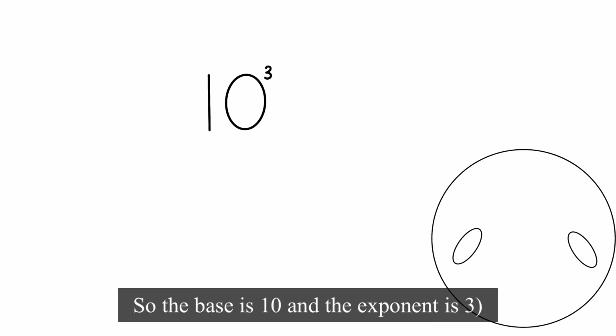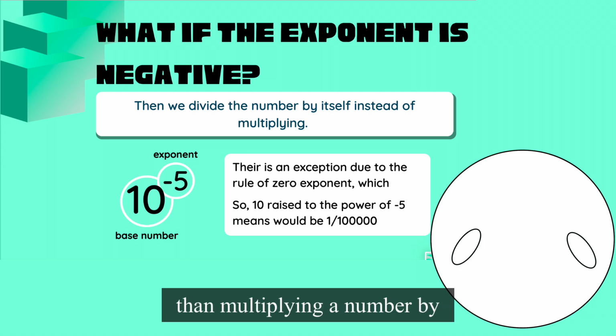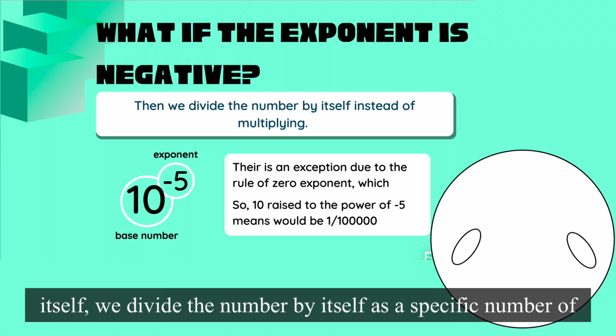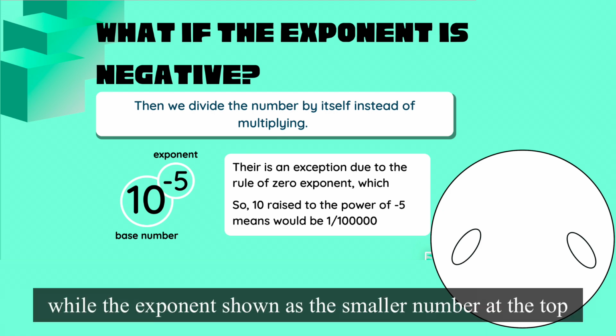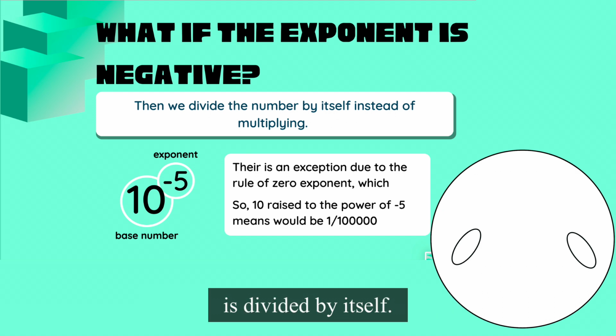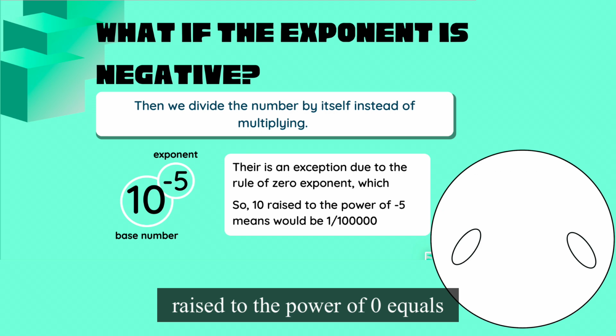Additionally, when the exponent is a negative number, rather than multiplying a number by itself, we divide the number by itself a specific number of times. The base, represented by the larger number at the bottom, is still the number being manipulated, while the exponent, shown as the smaller number on the top, indicates how many times the base is divided by itself. However, an exception to this rule exists because any base raised to the power of 0 equals 1.